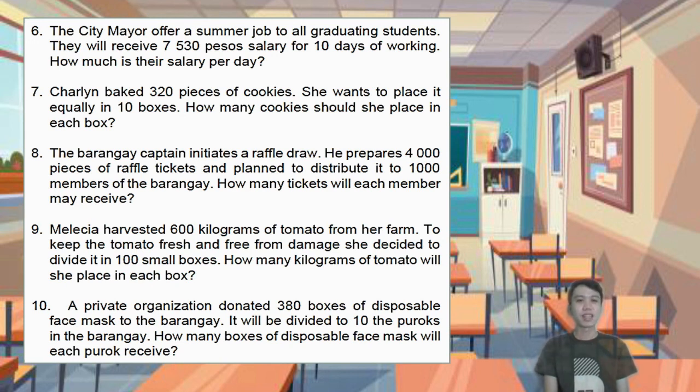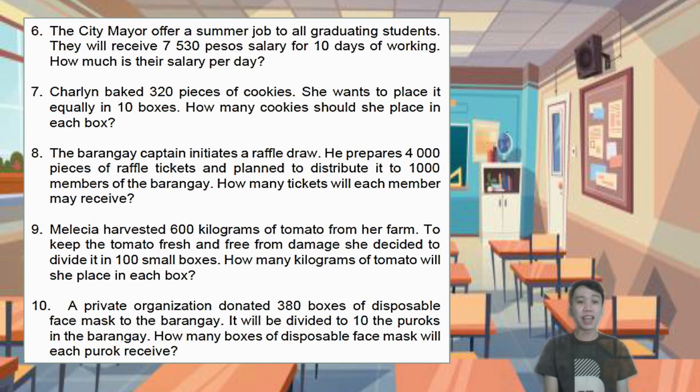Number 8, the barangay captain initiates a raffle draw. He prepares 4,000 pieces of raffle tickets and plans to distribute them to 1,000 members of the barangay. How many tickets will each member receive? Number 9. Militia harvested 600 kilograms of tomato from her farm. To keep the tomato fresh and free from damage, she decided to divide it into 100 small boxes.